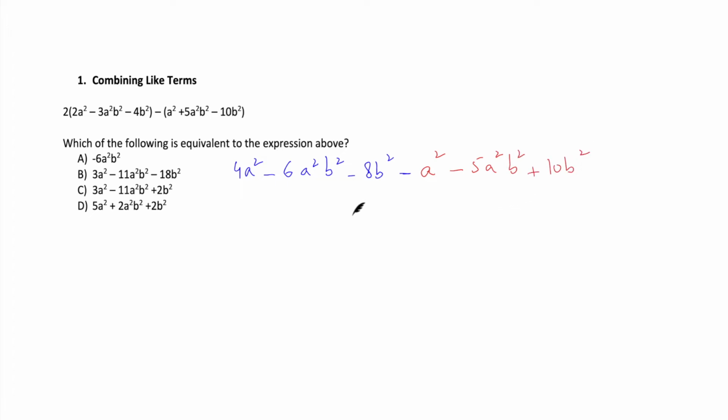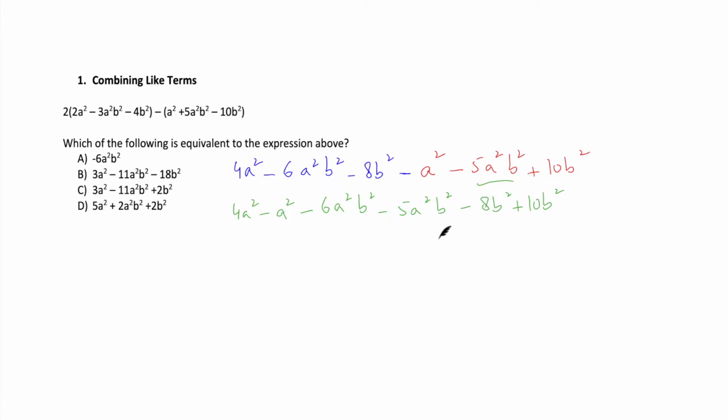Now you need to just combine the like terms. Let's do that. So we have 4a squared minus a squared. These are the like terms that we have. Then we have minus 6a squared b squared. And what's the similar term that we have on this side? That's this. Minus 5a squared b squared. And then we have minus 8b squared. And we have b squared here. Plus 10b squared. And that's it. We're done. So we have combined all the like terms.